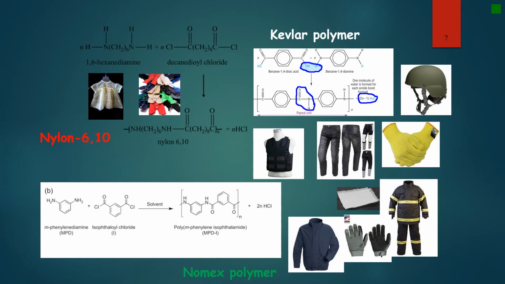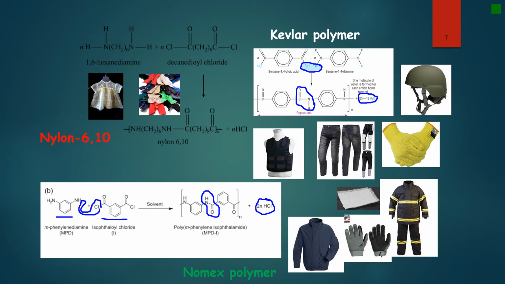We also have Nomex, and in Nomex we have the combination of 1,3-diaminobenzene and 1,3-benzene diacyl chloride. When they combine together again, we can see that one loses chlorine, another one loses hydrogen, and then we have elimination of a molecule of hydrogen chloride. And then it is a polyamide because the linkage group is the amide functional group.